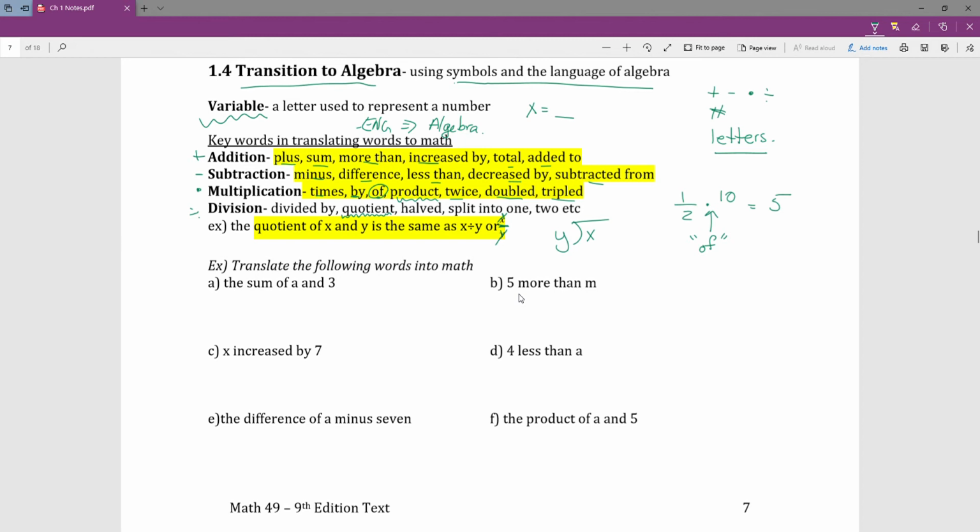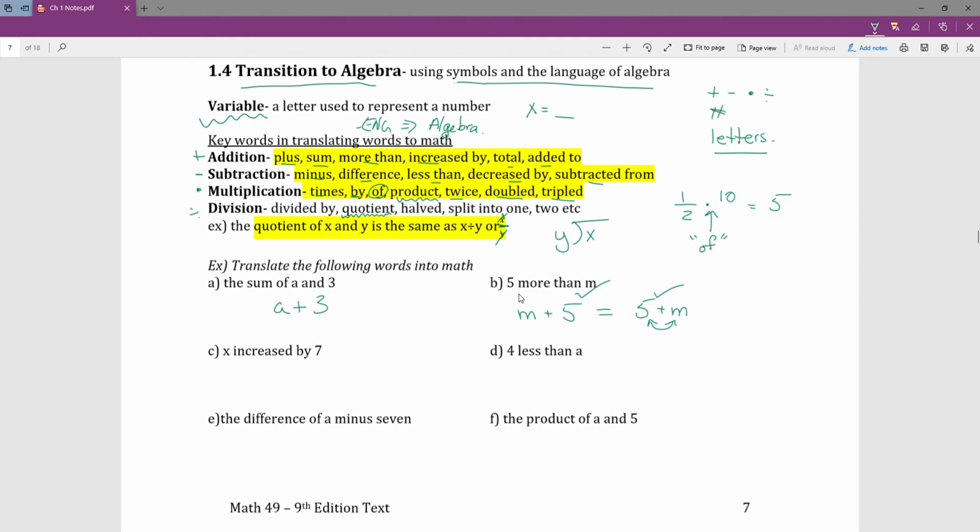So this one says the sum of A and 3. So we know sum is addition, and the two things that we're adding together are A and 3. A is representing a number. We don't know what that number is. A is my variable here. 5 more than M would be M with 5 more added on. Now you could write 5 plus M. And the reason you can do that is good old commutative property of addition. That's why we learned that stuff in the first place. Either one of these is correct.